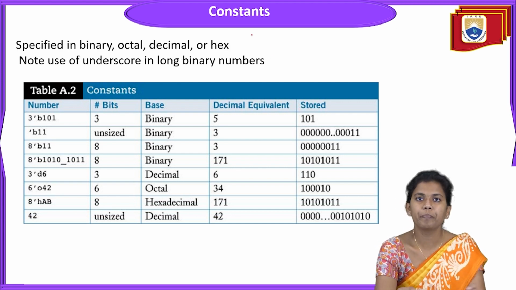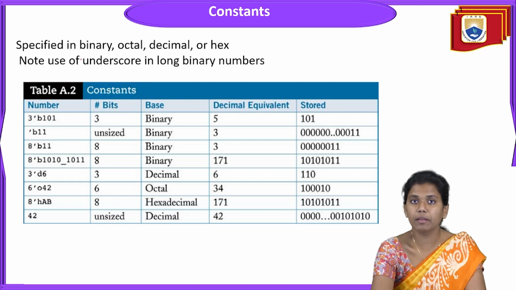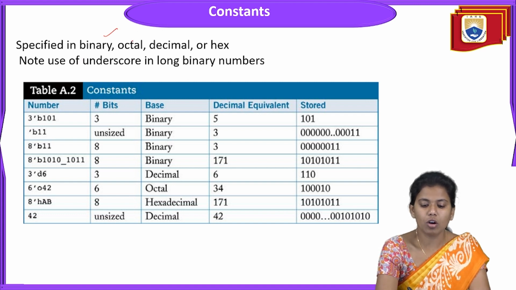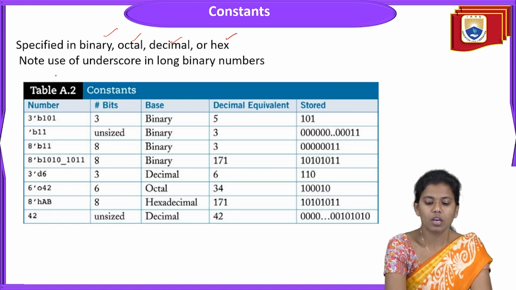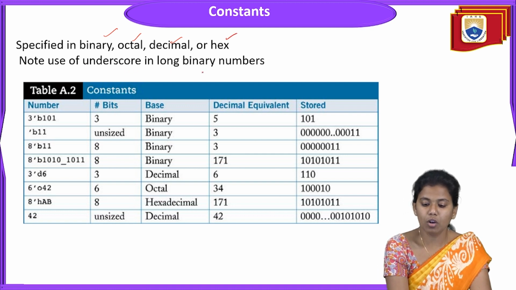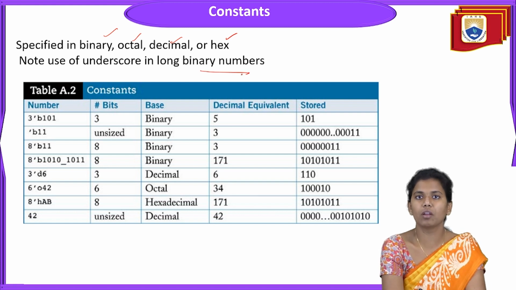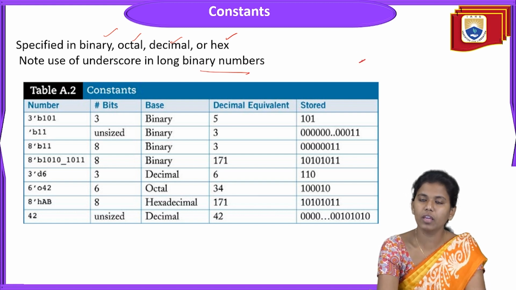Constants can be specified in binary, octal, decimal, or hexadecimal. Note, what is the note? Use of underscore in long binary numbers. So in long binary numbers, we will be using the underscore.